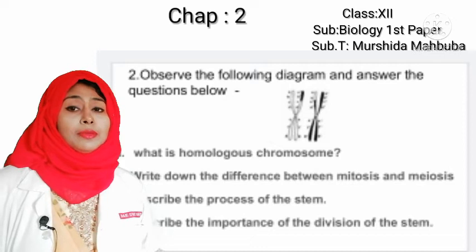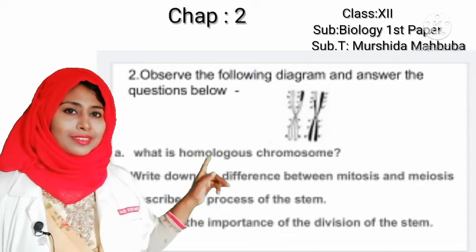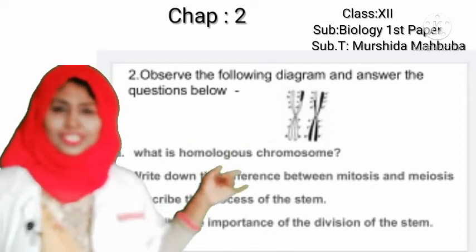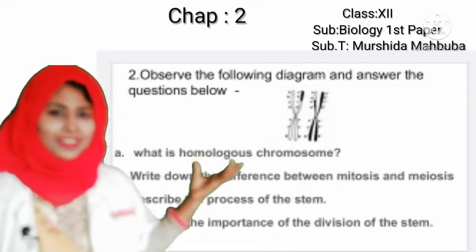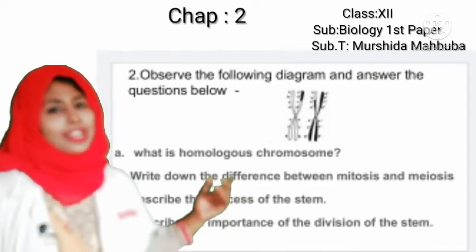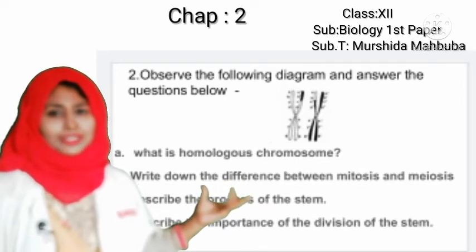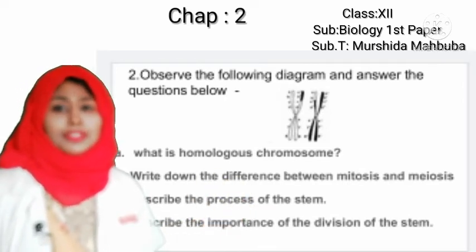Then describe the importance of the division. This is crossing over, and crossing over occurs in meiosis cell division. So you have to describe the importance of meiosis cell division.